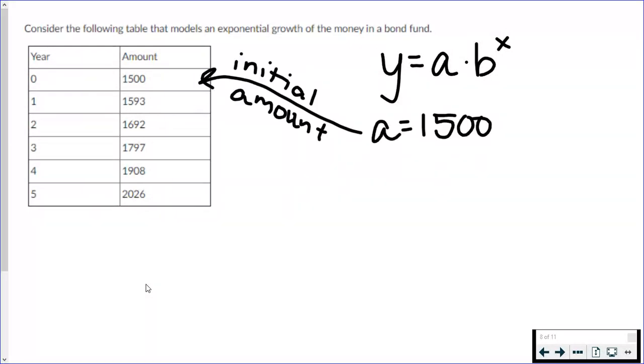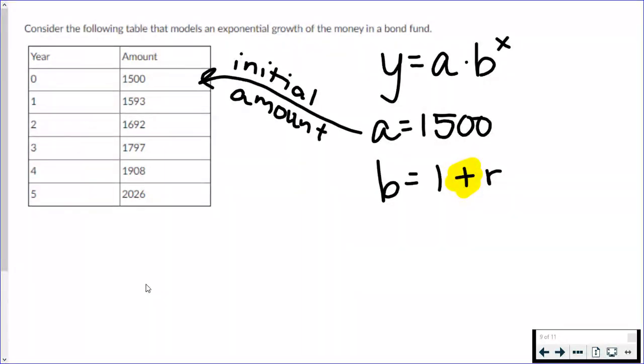A, like I just said, is your initial amount. So A would be 1,500 because that's how much you're starting with in the fund. B is either going to be 1 plus or 1 minus. So as you can see, I highlighted the plus sign.